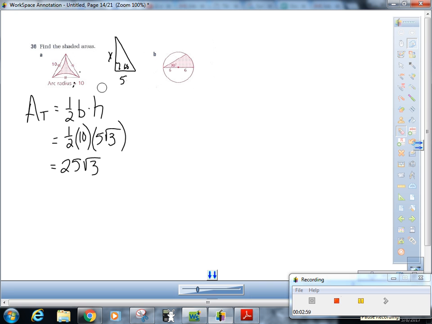This is a weird problem, okay? Here's the only thing that's weird about it. I didn't know what an arc radius was. This is not an arc radius. The fact that that's 10 is really important because they're telling you that those, oh gosh darn it.